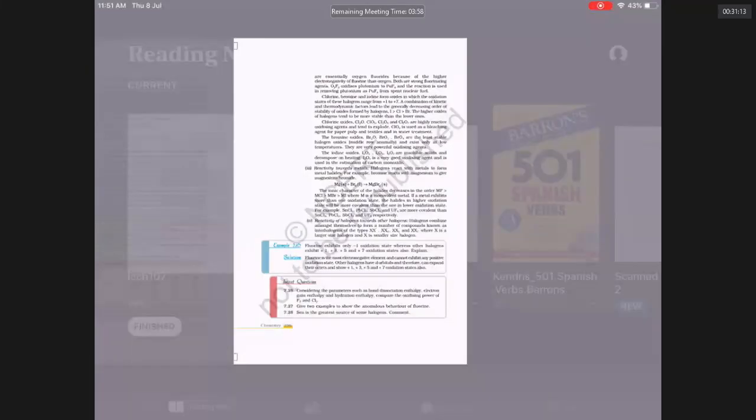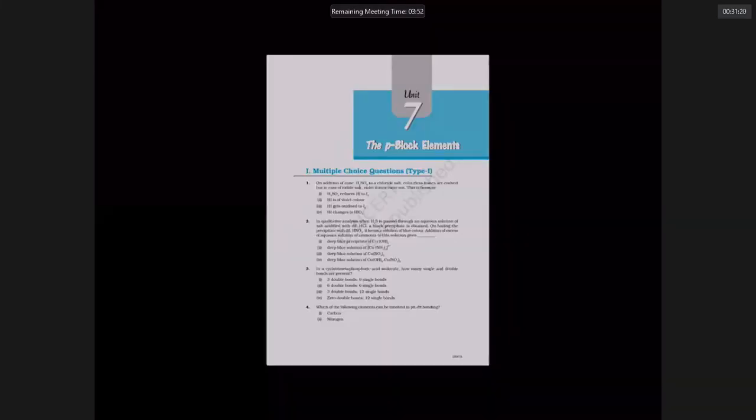Actually, this time I made the question paper out of my own brain. I did not consult any book. So you can read 7th chapter, this P block elements, you can read the textbook.